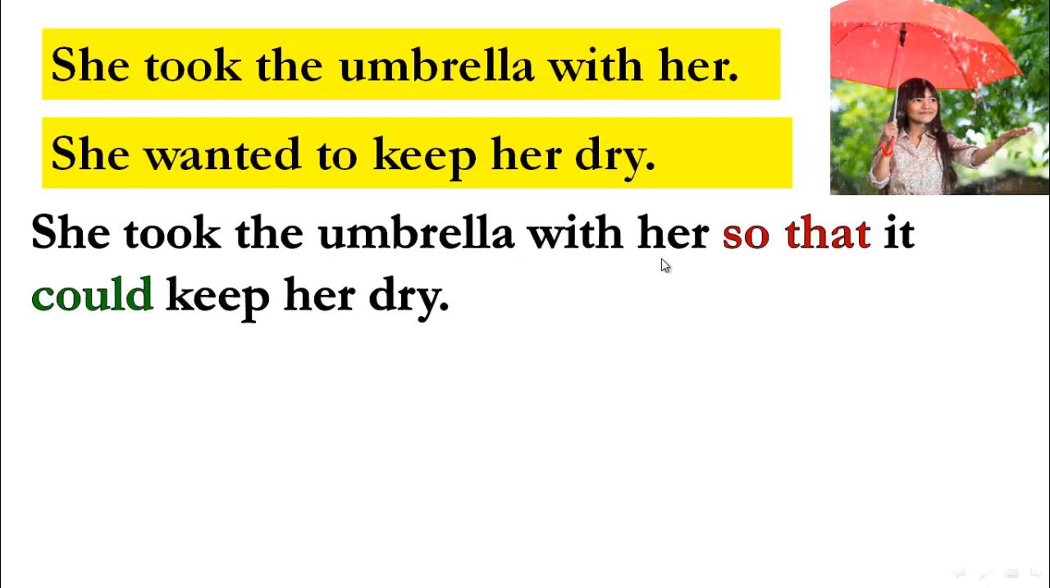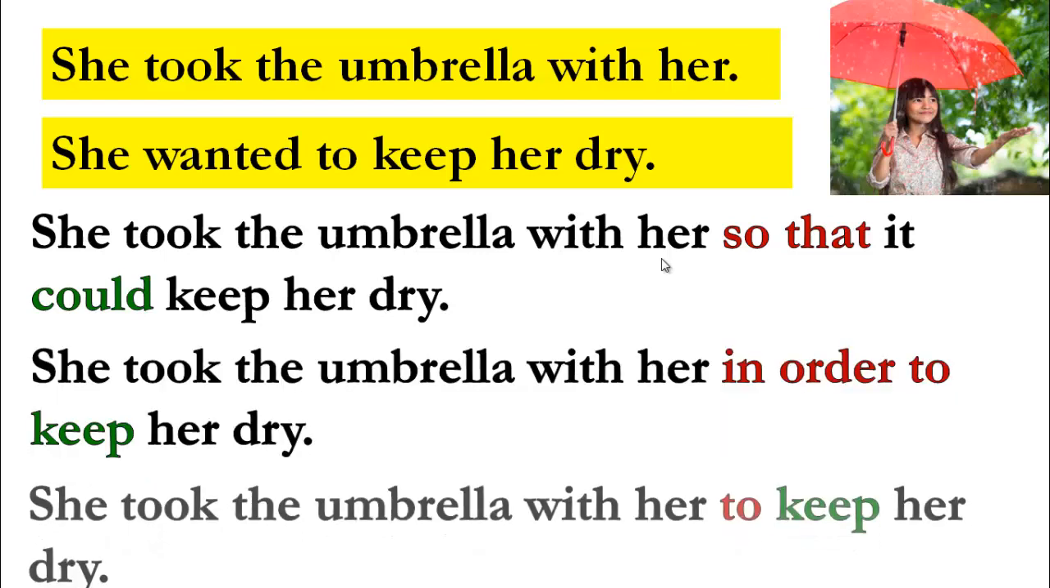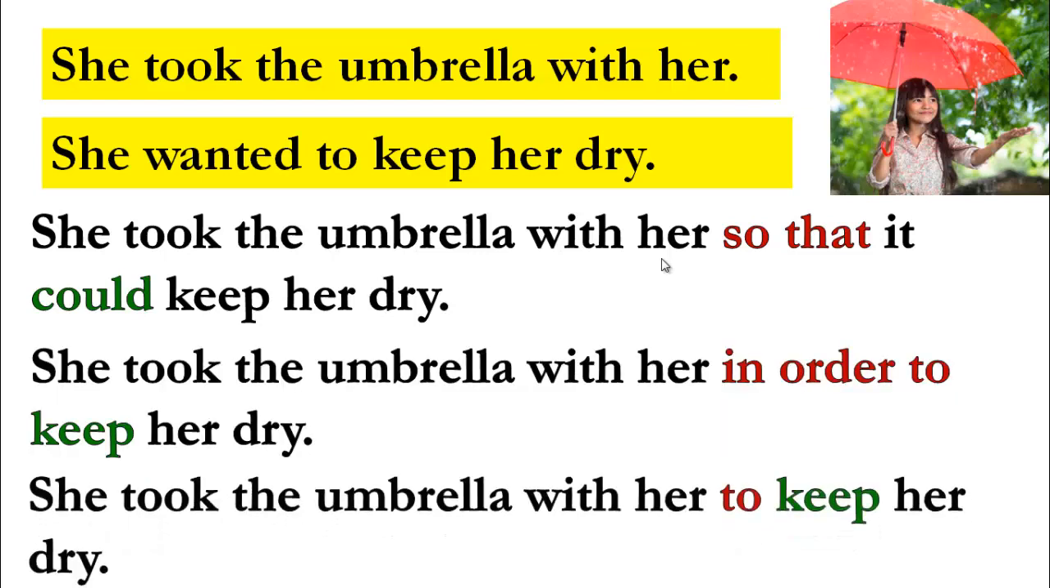Think of this one. We have studied this one before. That's right. She took the umbrella with her in order to keep her dry, directly. She took the umbrella with her to keep her dry. So in order to plus keep here, infinitive.